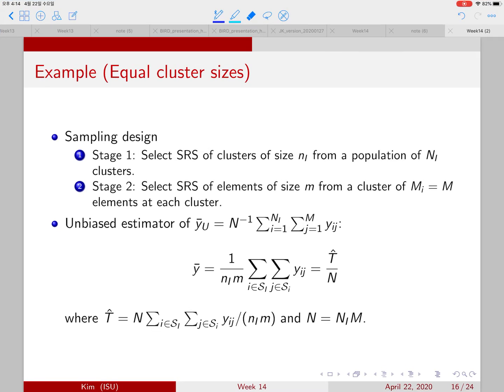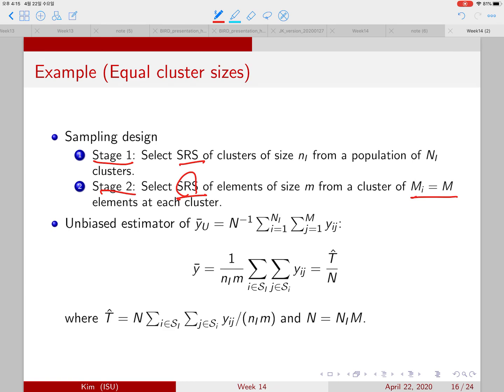Now we use a simple example to understand the statistical properties of the two-stage cluster sampling. In this example, simple random sampling in stage 1 and then simple random sampling in stage 2 design will be considered, and then we further assume that the cluster sizes are all equal, so m_i are all equal to m.